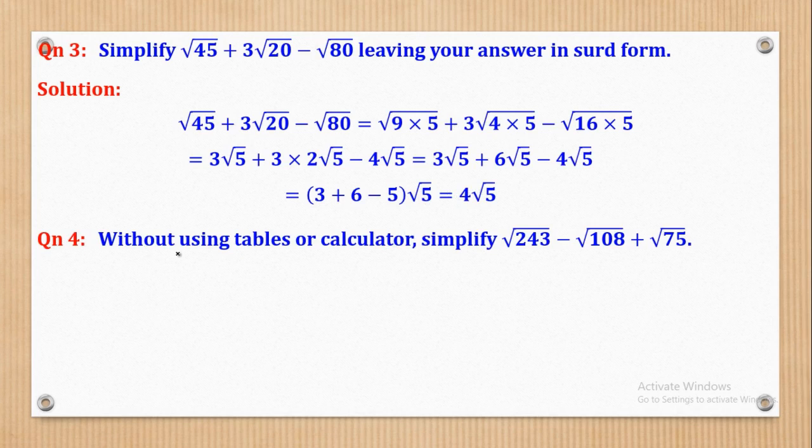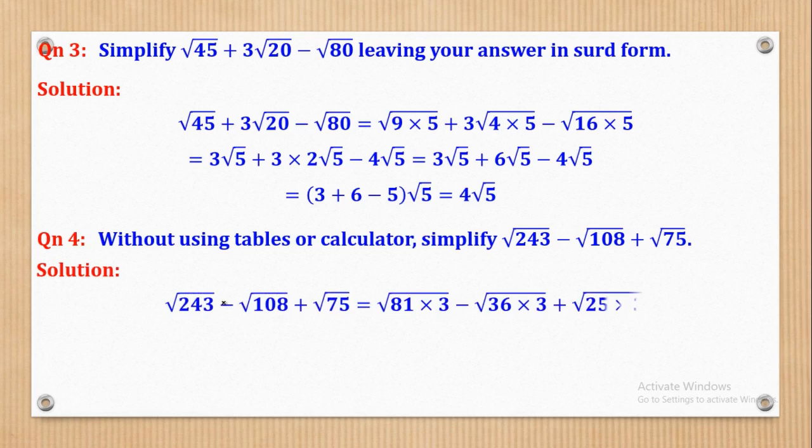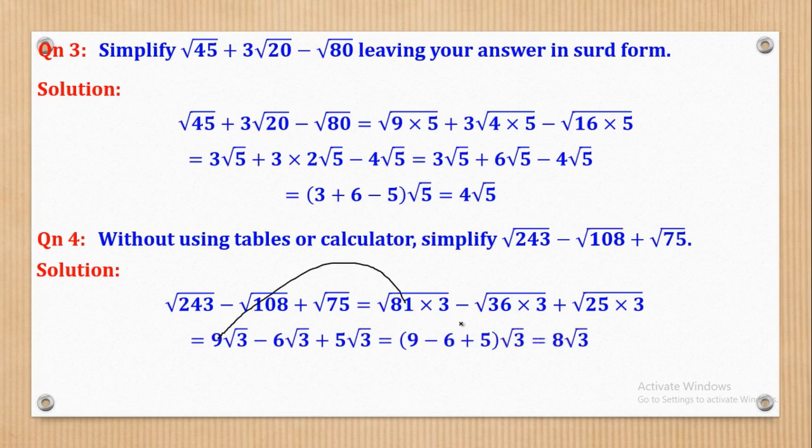So now we shall go to question 4, which says without using calculators or tables, simplify this. So this one is the same as 81 times 3, this is the same as 36 times 3, this is the same as 25 times 3. Now 81 is 9 squared, that's why you see 9. 36 is 6 squared, that's why you see 6. 25 is 5 squared, that's why you see 5.